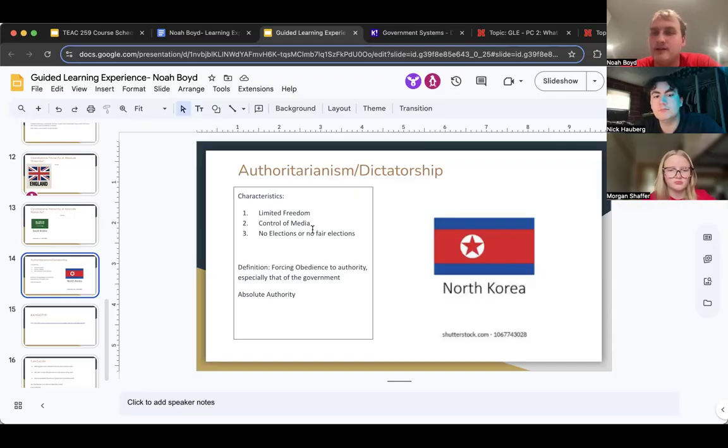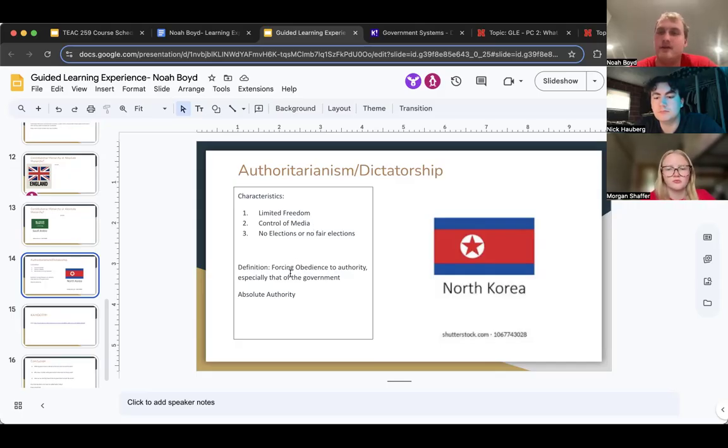In authoritarian or dictatorship governments, there's going to be no elections at all, or there's not going to be fair elections. So if there are elections, they might threaten or suppress the other electoral democratic candidates in other ways, so the elections aren't fair.